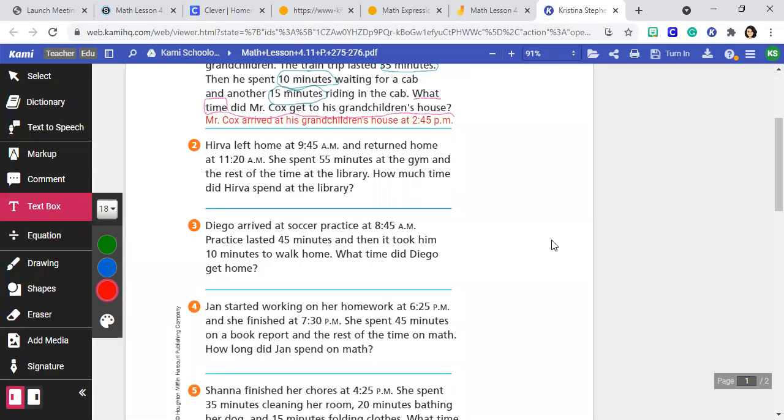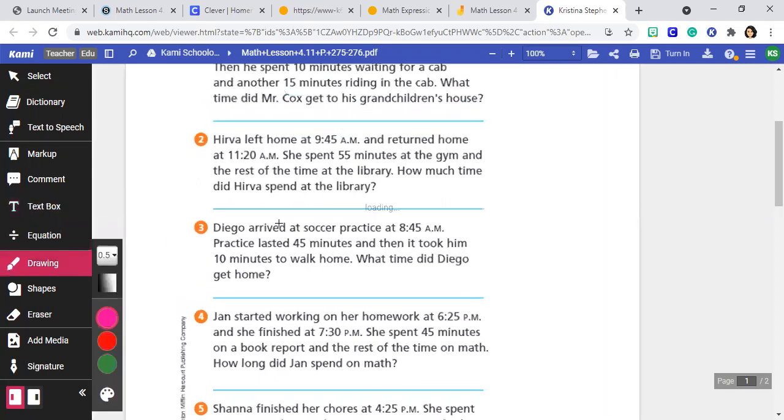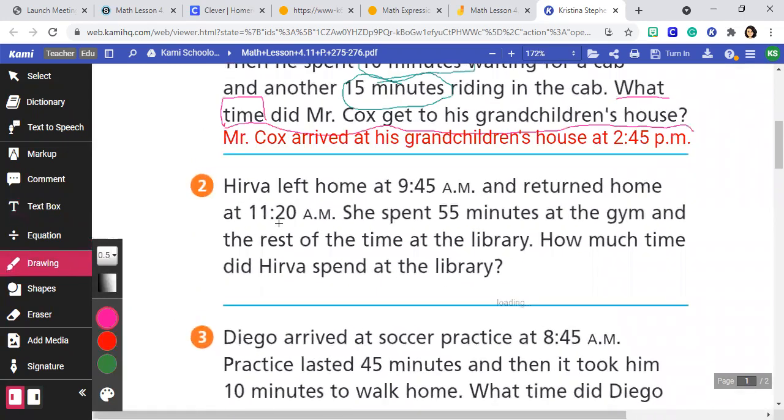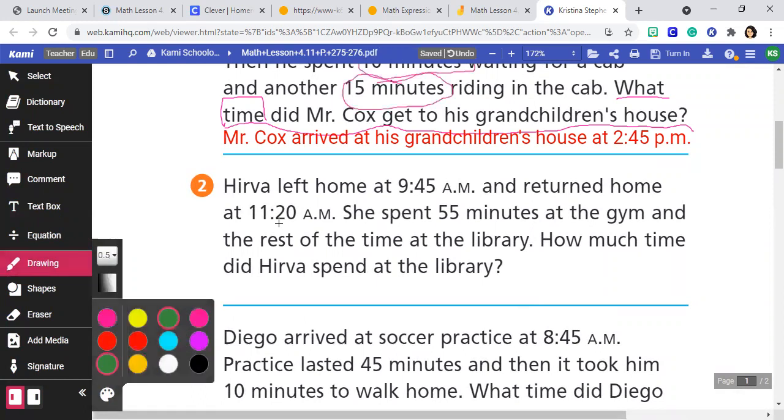Hopefully, you've attempted these problems 2 through 5 on your own. I'm going to go back and I'm going to start with number 2. I don't know how to pronounce this name. I think it's Hirva. Hirva left home at 9:45 a.m. I'm going to use a different color. I think I'm going to use that nice blue there.